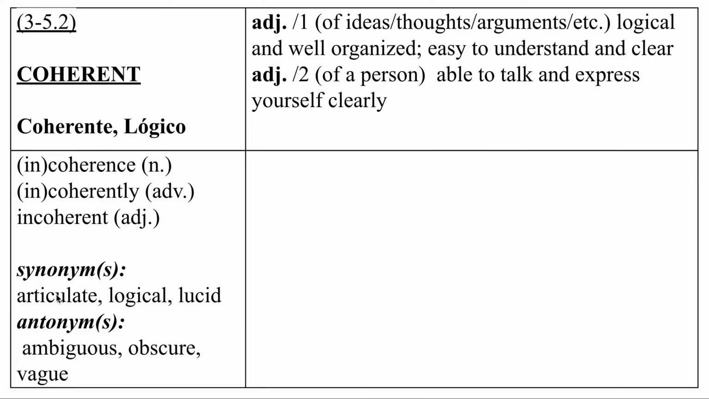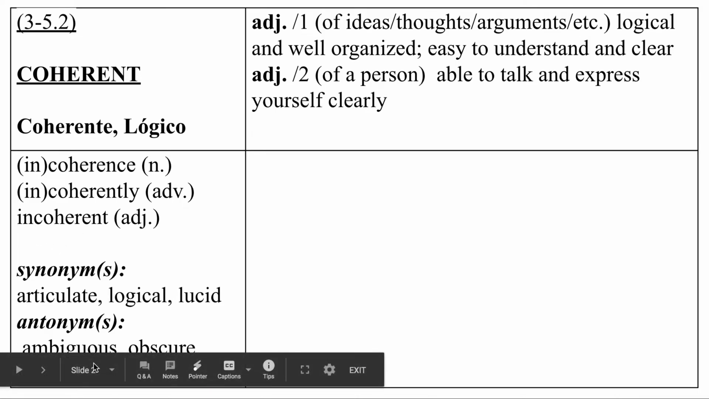And so synonyms, we have articulate, logical, and lucid. Antonyms for coherent, ambiguous, obscure, and vague. And then actually, this one really should be added, incoherent should be added down here. Incoherent is also an antonym. I'm going to change that on the card. Okay, let's look at some sentences with this.